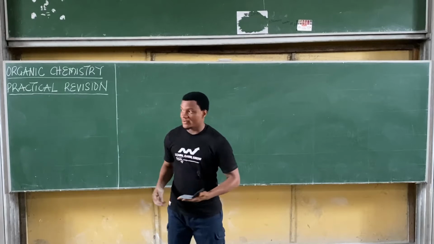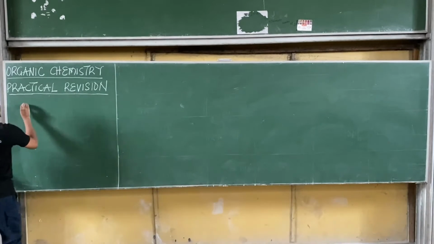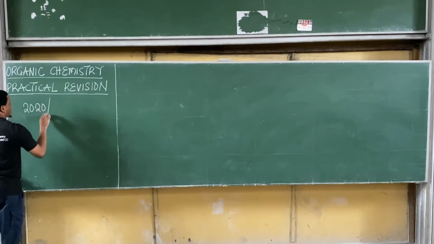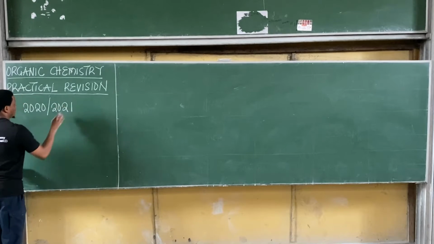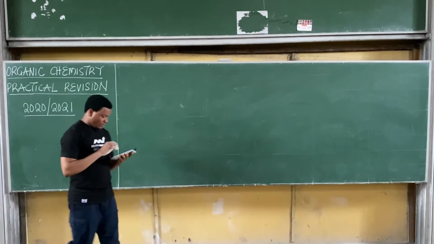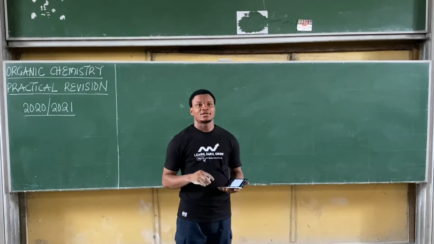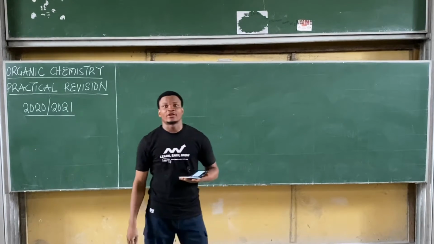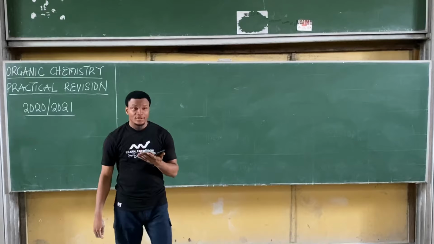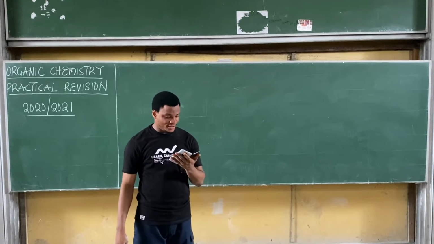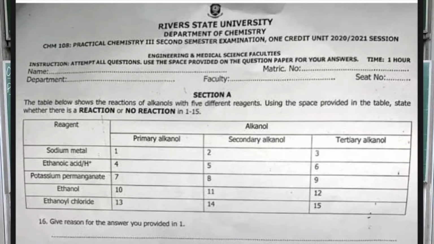Right, let's look at 2020/2021. Look at the question as well as the solution, please. All right, Section A. Section A says the table below shows the reaction of alkanols with different reagents. Using the space provided in the table, state whether there's a reaction or no reaction. So you have 1 to 15, please.